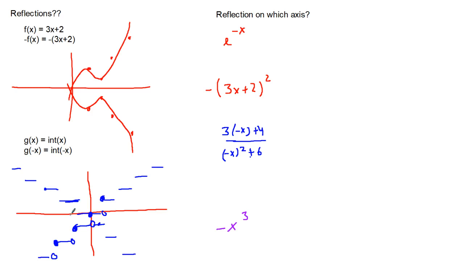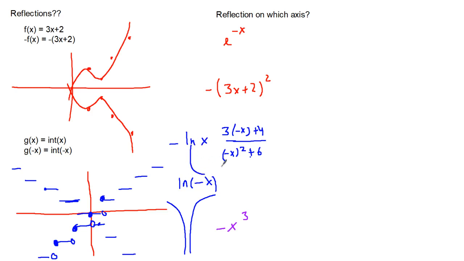So whenever the negative is inside the function, if you see ln of negative x, it's a reflection on the y-axis. Then you'll have the graph like this instead of like this, right? If you have negative ln x, it's opposite. It's this graph instead. So negative ln of x will be this graph instead, right?